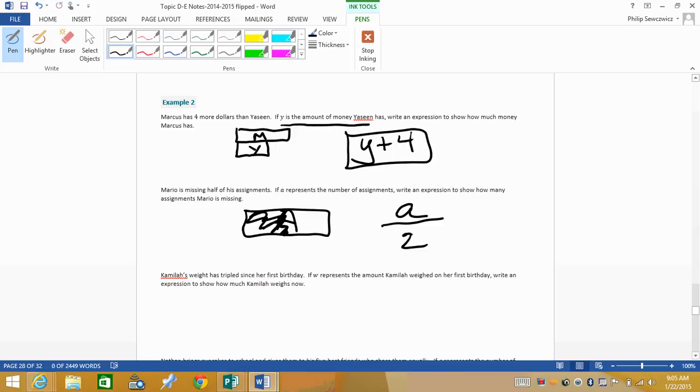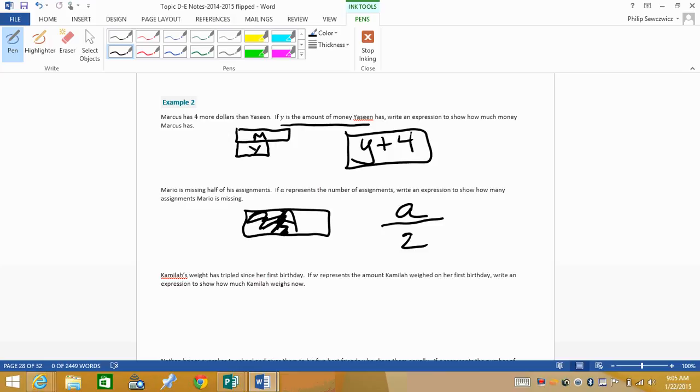Let's look at the next one there. Camilla's weight has tripled since her first birthday. That's good for babies, first birthday there. Let's keep that in mind. Maybe not as good for you if you're tripling your weight at this stage of the game, but I know it wouldn't be good for me. Okay, so back to the story.